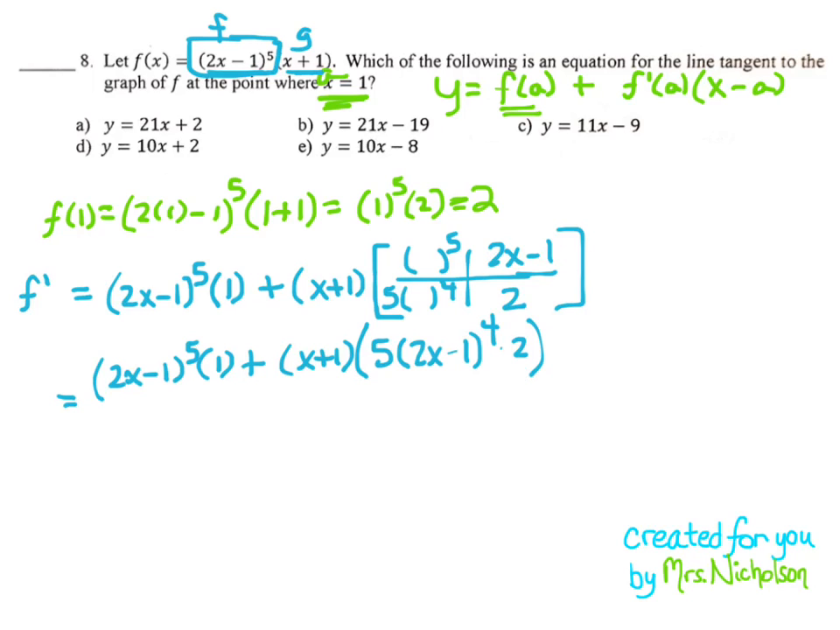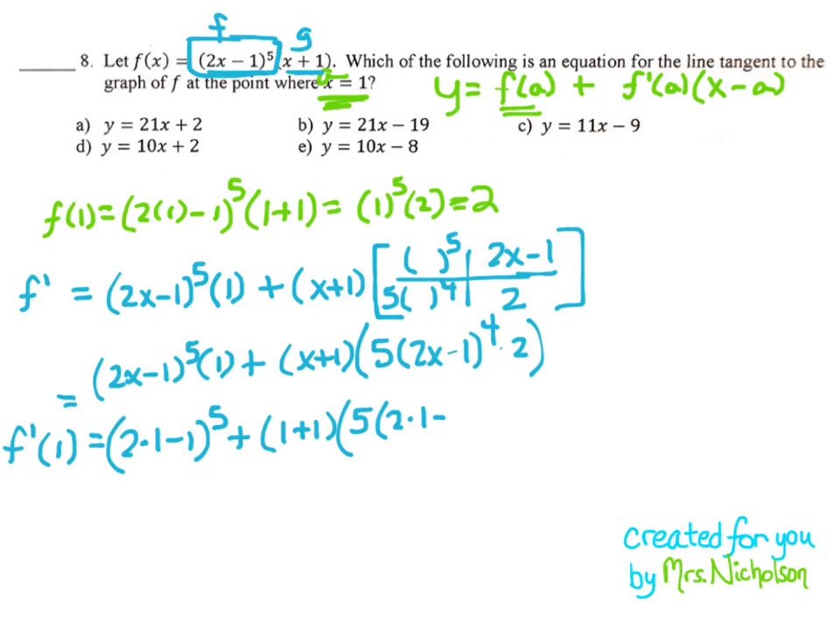And I need to know the value of the derivative at 1 because that's my a value, f prime at 1. So I'm going to do (2 times 1 minus 1) to the 5th times 1. I don't need to write that again. Plus (1 plus 1) times 5 times (2 times 1 minus 1) to the 4th times 2. All right, so let's work this out. First parentheses here, 2 times 1 is 2, minus 1 is 1, and 1 to the 5th is just 1. Plus, 1 plus 1 is 2.